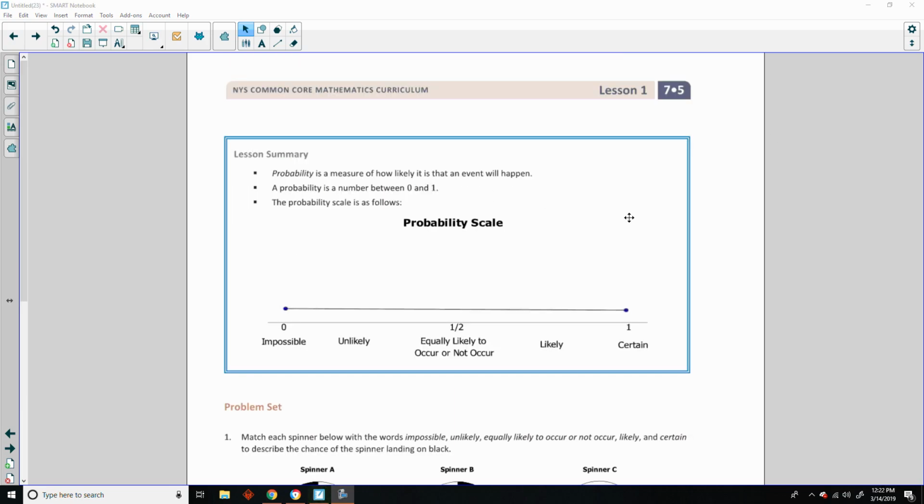Okay, that is the end of lesson 1. Review the lesson summary and go do your problem set.